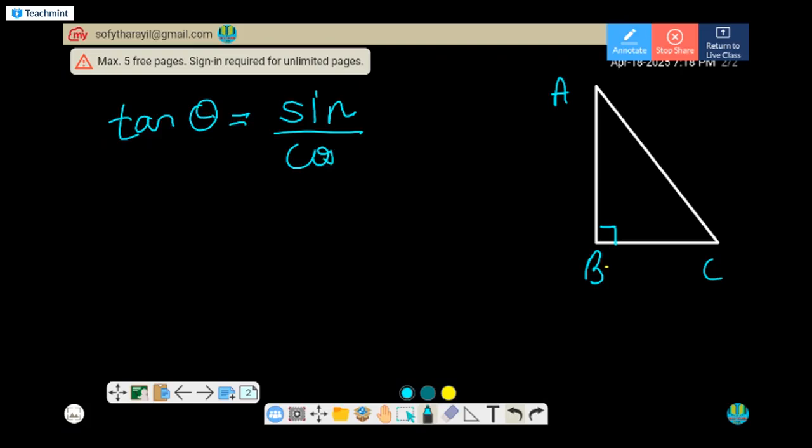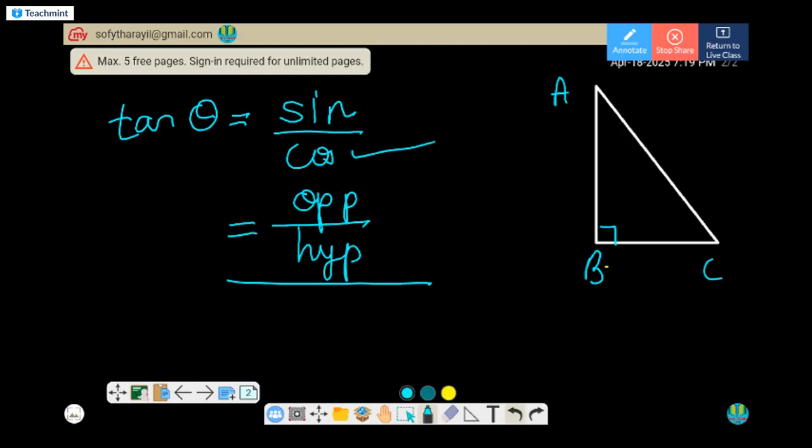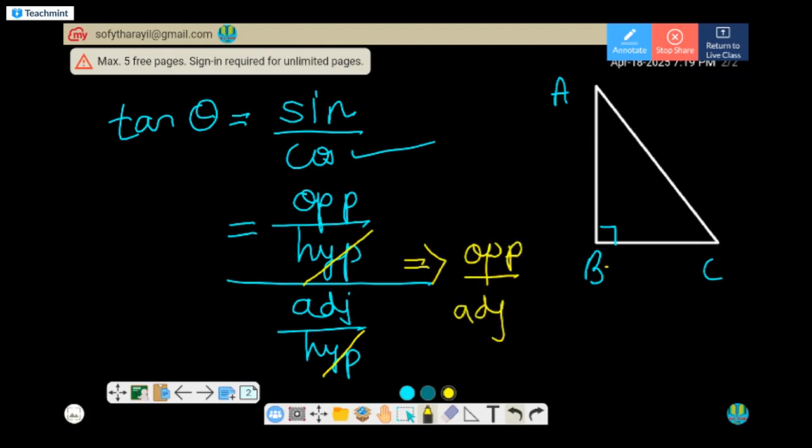But the other way to do it is, you know what is sine? Sine is opposite upon hypotenuse. And what is cos? Cos is in the denominator. It is adjacent upon hypotenuse. In this case, the hypotenuse and hypotenuse will get cancelled. So your eventual ratio will become opposite upon adjacent. So in tangent, you never write hypotenuse. You just write the opposite and the adjacent side.